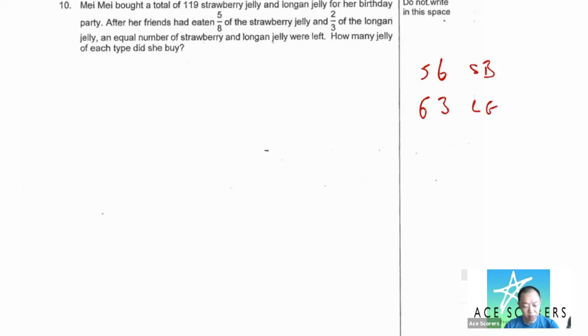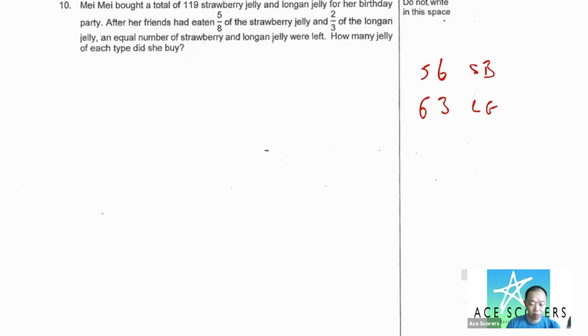Mei bought a total of 119 strawberry jelly and longan jelly. After her friends had eaten 5 and 2/3. Okay, before and after. Typical before and after. I like before and after because if you understand, it's easy to do. If you don't understand, it's a pain. You have to use guess and check.